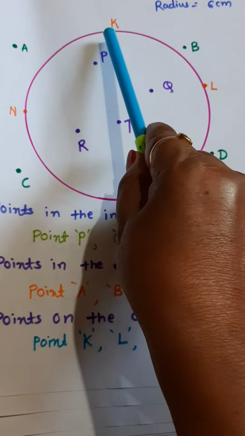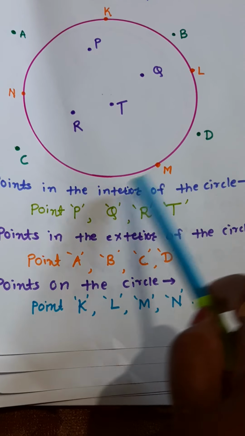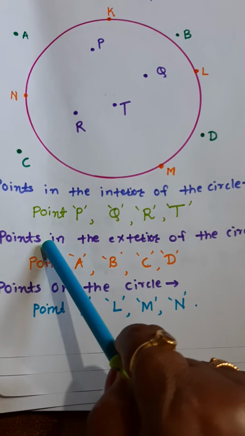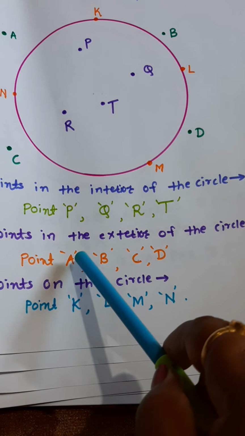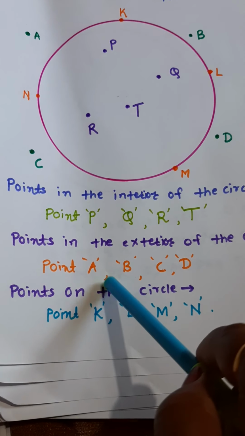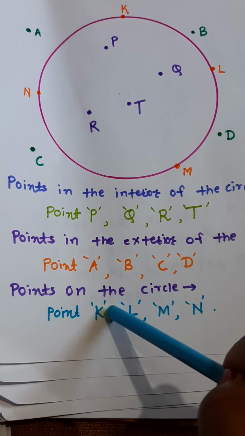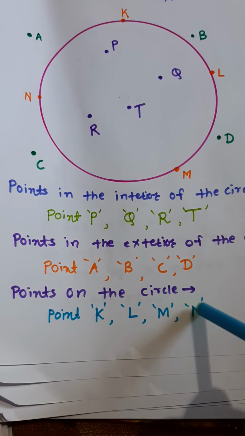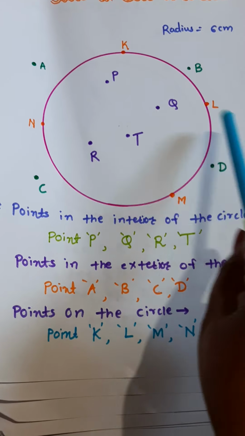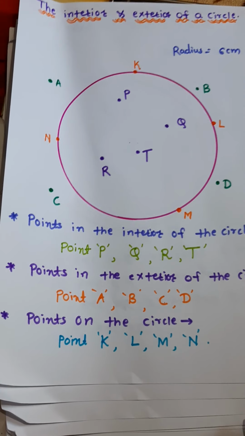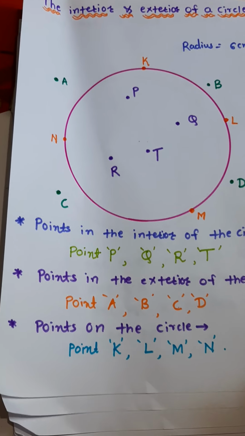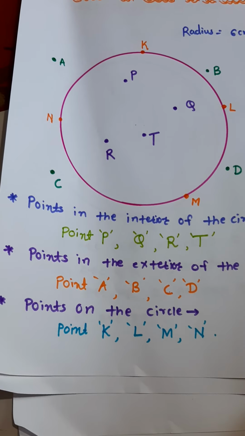So here I have written points in the interior of the circle: point P, Q, R and T. Points in the exterior of the circle: point A, point B, point C and point D. And points on the circle: point K, point L, point M and point N. So this is interior, exterior and on the circle. Got it? What is the interior and exterior of the circle? Okay, let's move to the next point.